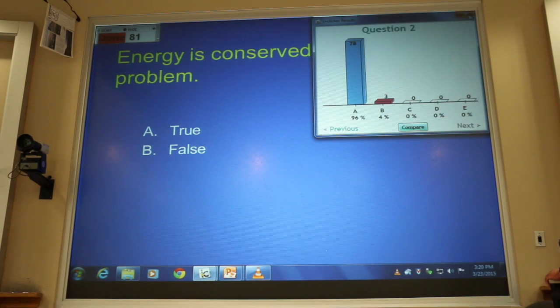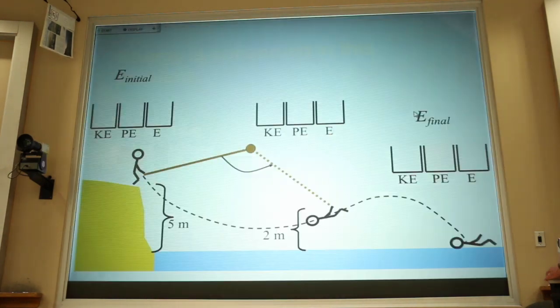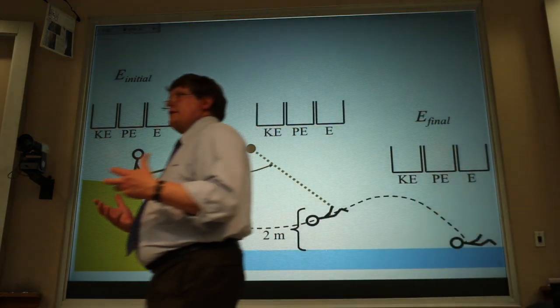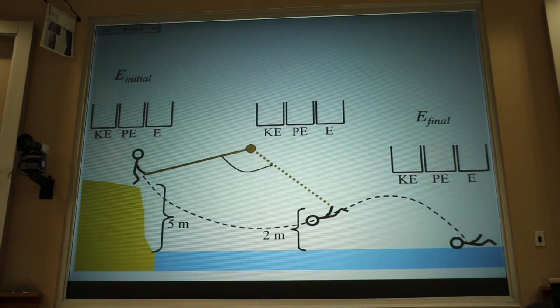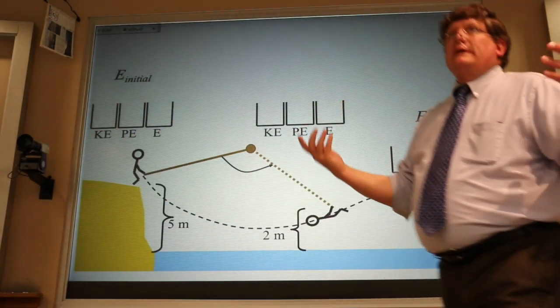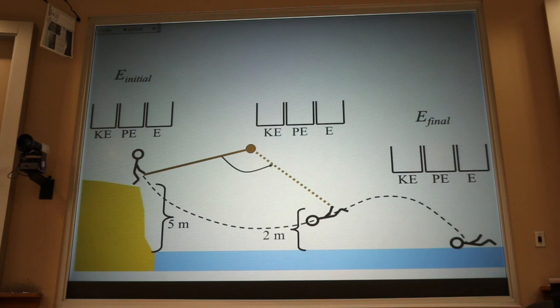True is the correct answer. We came really close to having 100% there. If we think about what would do work, well, the Tarzan swing, but it's always pulling along the vine, and Tarzan's always moving perpendicular to the vine. So by our definition of work, that's zero work. If we ignore air resistance, and we always do, then there's no loss of energy due to air resistance. And so we can use conservation of energy.